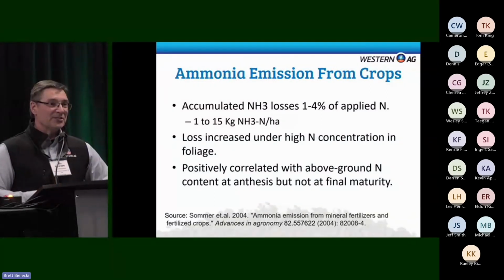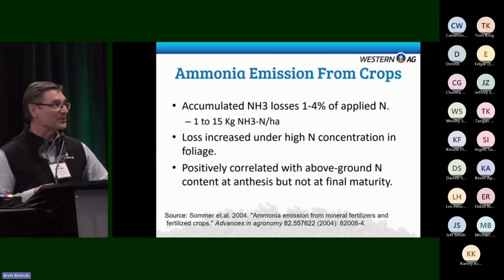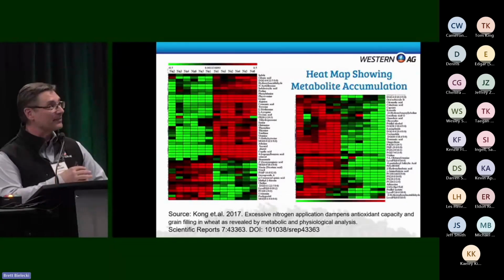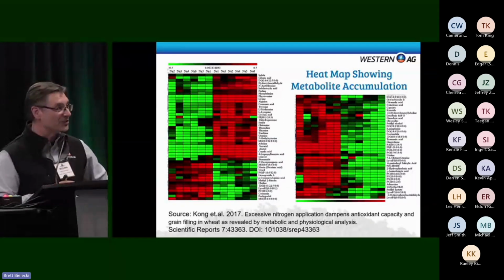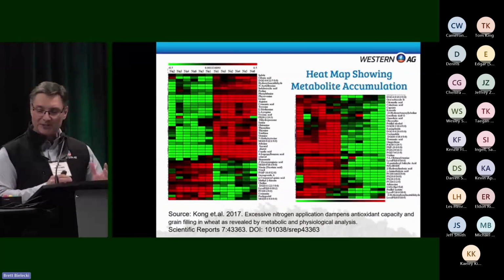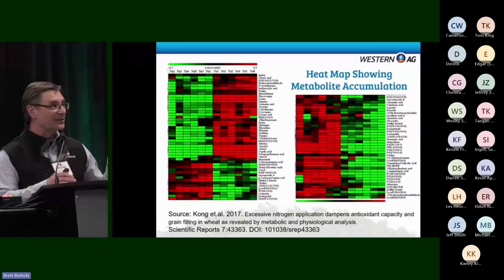There can be ammonia emissions right out of the plant. This is a small consideration, but 1 to 4% of nitrogen can evolve right out of the plant leaf, and the tendency is to increase when nitrogen concentrations are high. This is a heat map that shows the left-hand side is where normal nitrogen applications were made. Right-hand side is where excess nitrogen is applied. And I apologize for how small it is, but there's over 80 metabolites being listed there. And it's basically a graph showing how the physiology of the plant has been impacted by excess nitrogen.